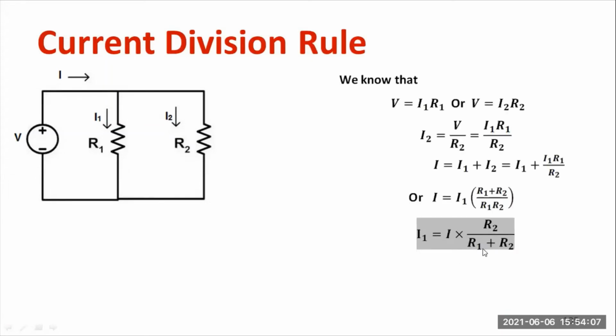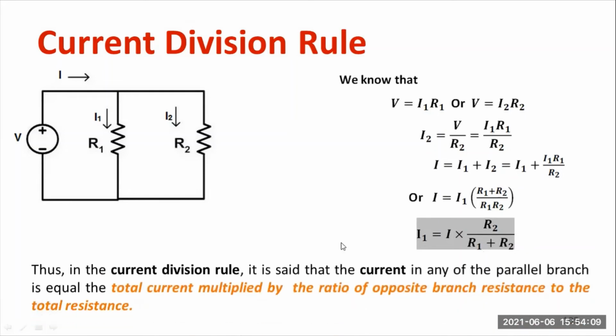I1 is equal to I into R2 by R1 plus R2. And the current division rule says that the current in any of the parallel branches is equal to the total current multiplied by the ratio of the opposite branch resistance to the total resistance. If I want to calculate I1, I need to multiply the total current I with the opposite branch resistance R2 over the total resistance R1 plus R2. In the same manner, I have converted it into a statement.